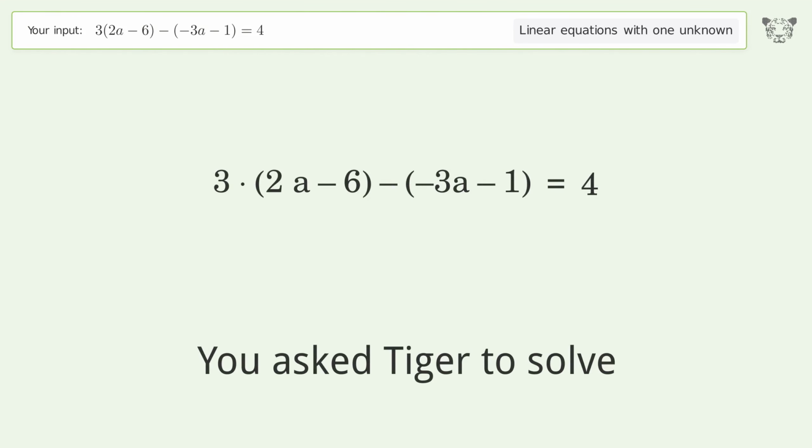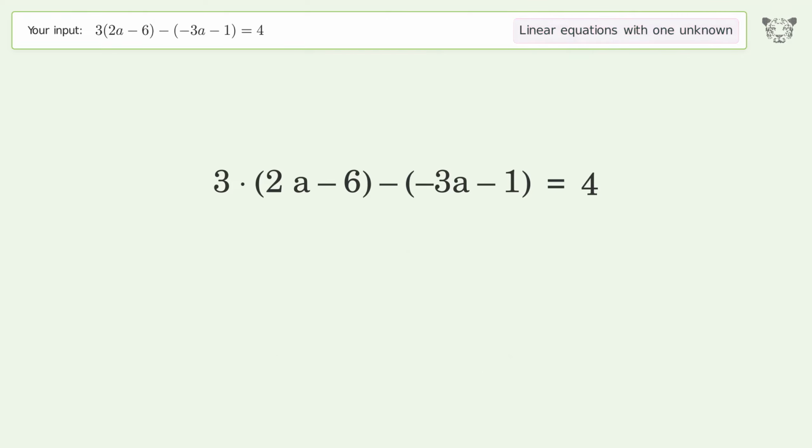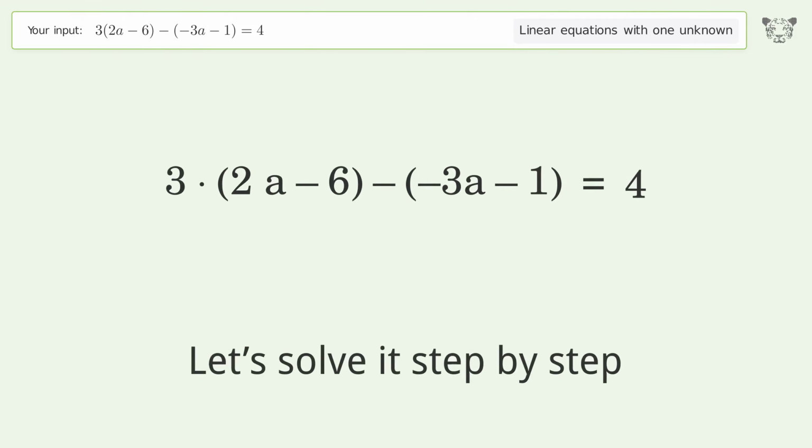You ask Tiger to solve. This deals with linear equations with one unknown. The final result is a = 7/3. Let's solve it step by step.